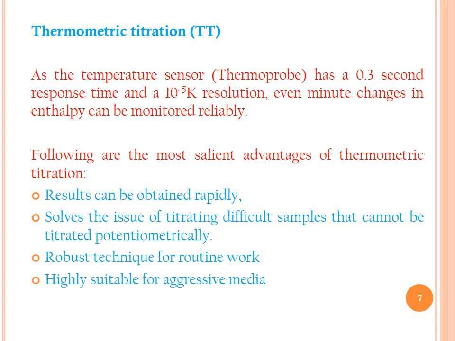It is a robust technique for routine work and highly suitable for aggressive media. Robustness is a terminology usually used in analytical chemistry. A robust test is designed to show the reliability of method response as different parameters are varied. When different steps in a particular technique are varied but the results remain reliable with good accuracy and precision, this is called the robustness of an analytical method.